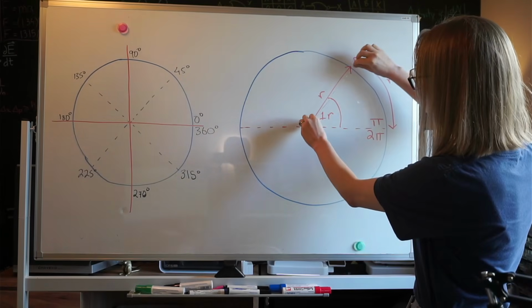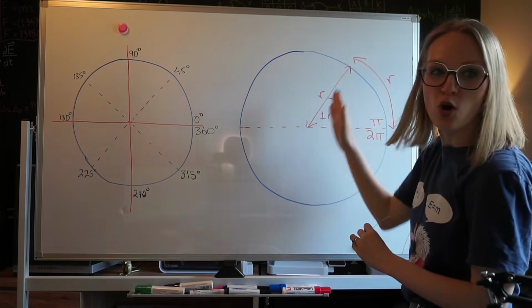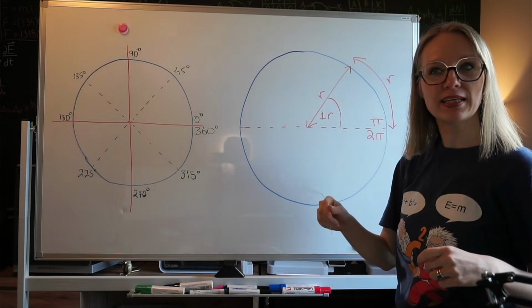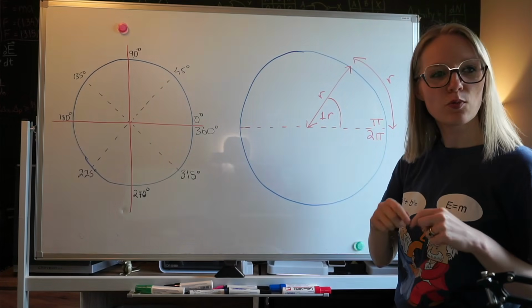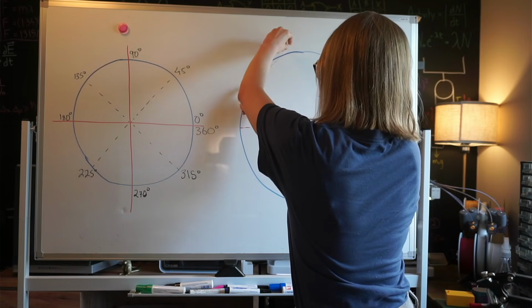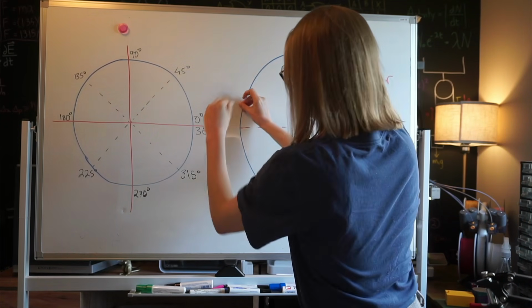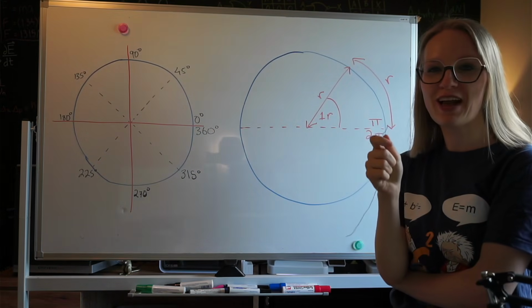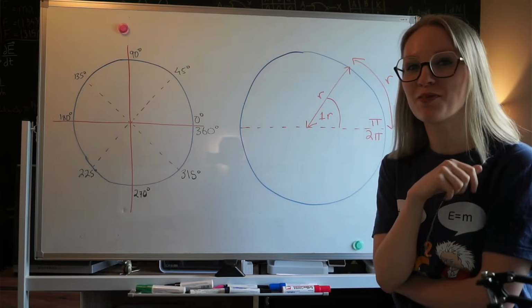1 radius here, 1 radius here, 1 radius here. 1 slice of this pie is 1 rad. How many of these radians will it take to do half a circle? Here, another one here, put another one here. So it's 3 and a little bit. In fact, it's exactly the number of pi.